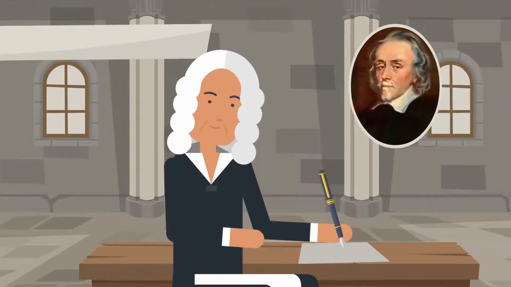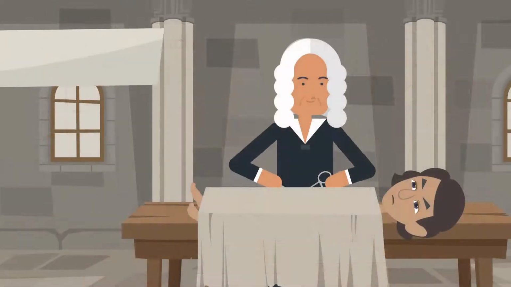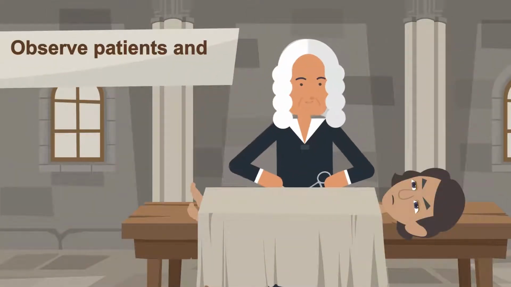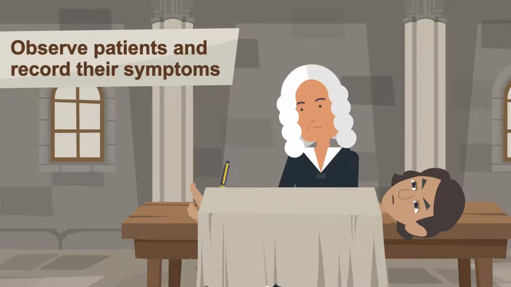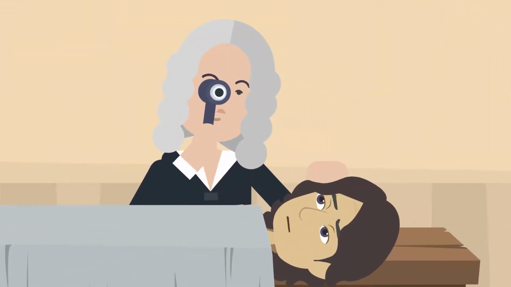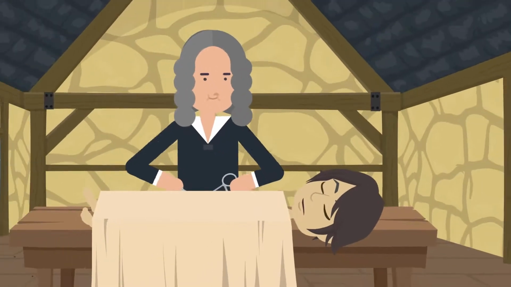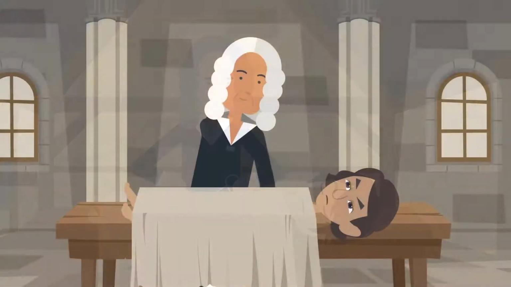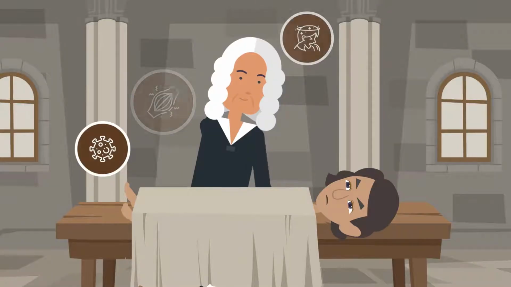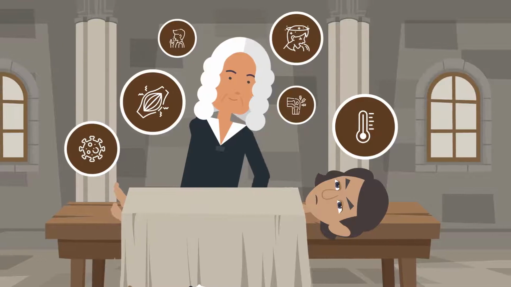Sydenham, like William Harvey, took a scientific approach to medicine. He believed it was important to observe patients and record their symptoms or their signs of illness. Sydenham therefore said that doctors should not simply rely on reading books but need to carry out clinical observation. By using this more scientific approach, Sydenham was able to spot patterns and similarities between symptoms and illnesses.